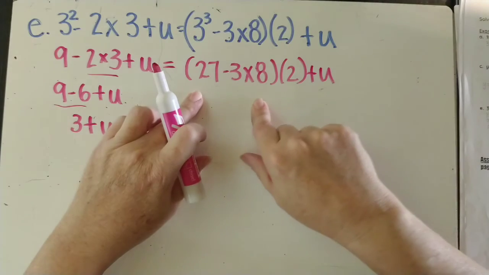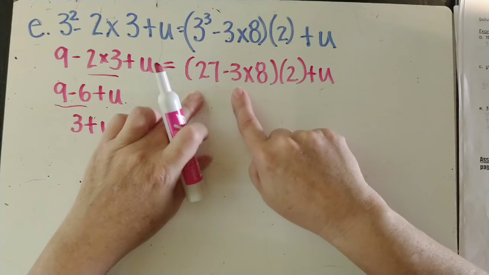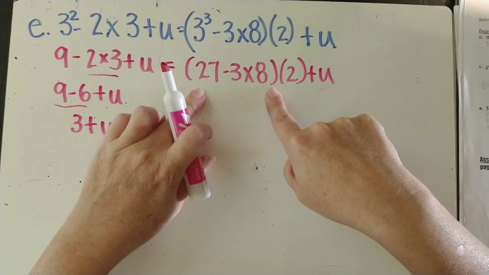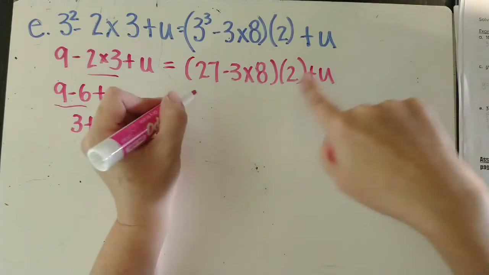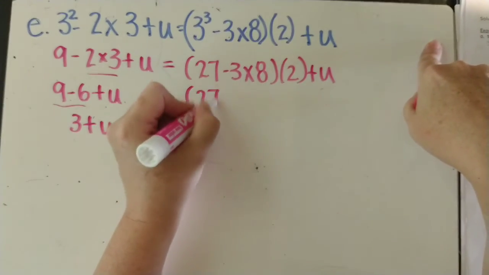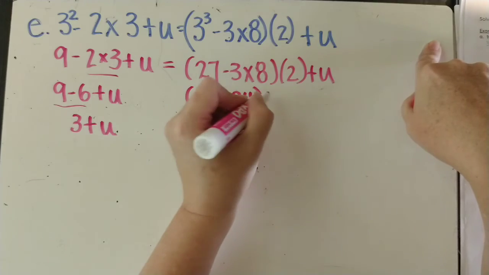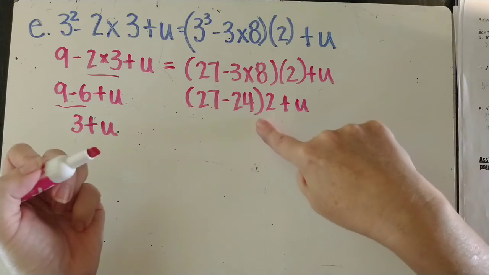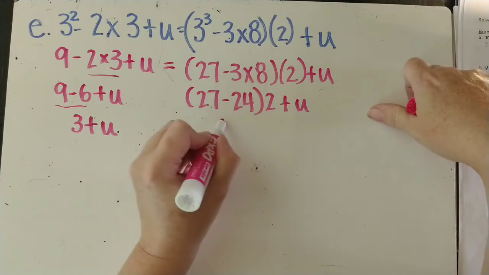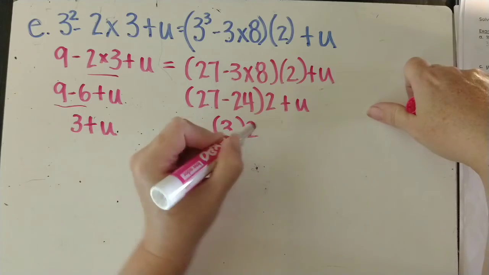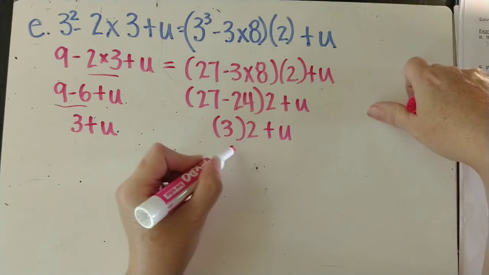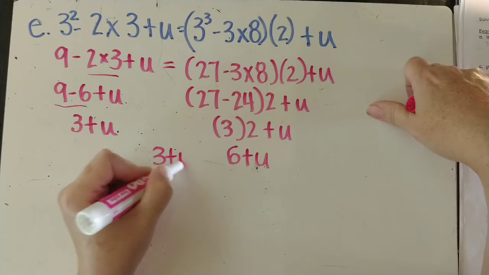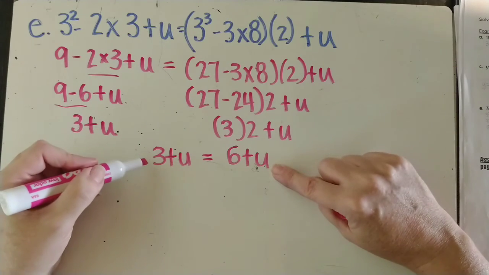Now it would be easy right here to think to yourself, now I want to go left to right. I do subtraction and then multiplication, but you would be out of order. You actually need to multiply next. So you would have 27 minus 24, all of that multiplied by 2, and add u. Continue simplifying in your parentheses, and you have 3 times 2 plus u, and simplify one more time, we have 6 plus u. If I bring this down and compare them, are they the same?